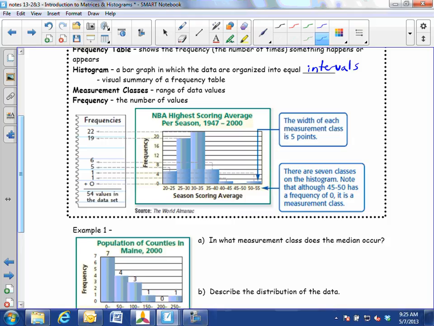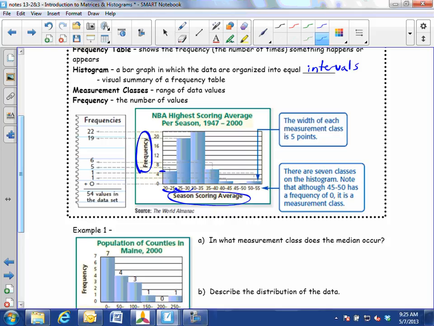So they're giving us a histogram to look at. Notice it has a title on the top telling us what it is. Along here, it tells us the frequency. That's how many are in each category. Down here are the categories. We've got seasons for an average. We've got categories from 20 to 25, 25 to 30, and so on. Each bar represents how many times. So this bar goes up to about 5, so I think there are 5 seasons in the 20 to 25 range.